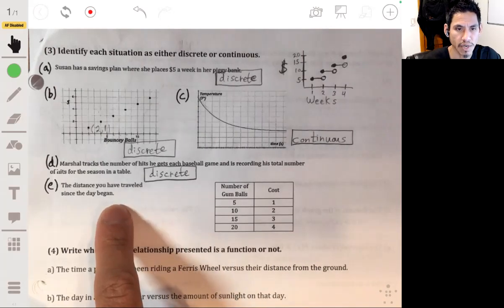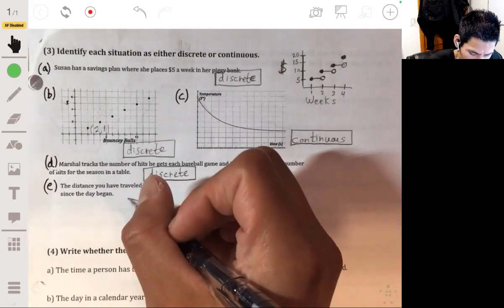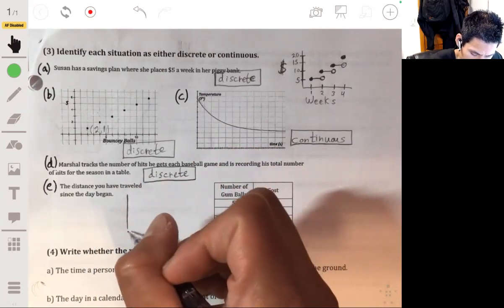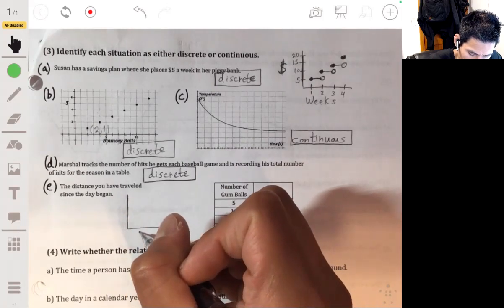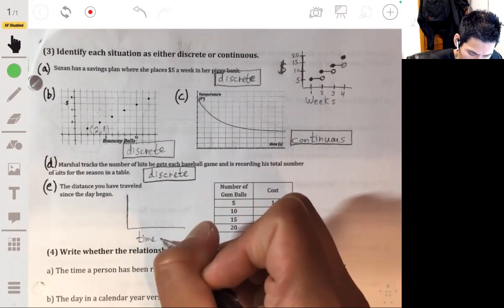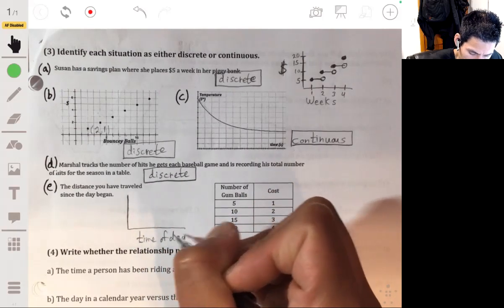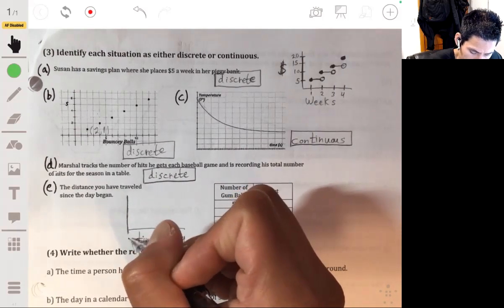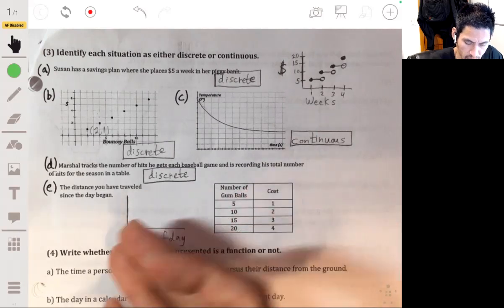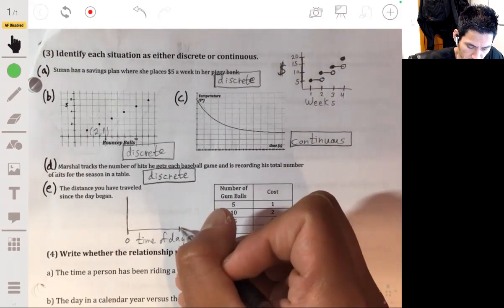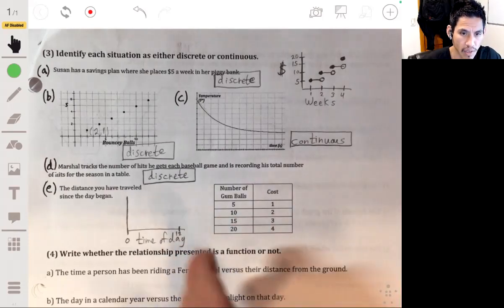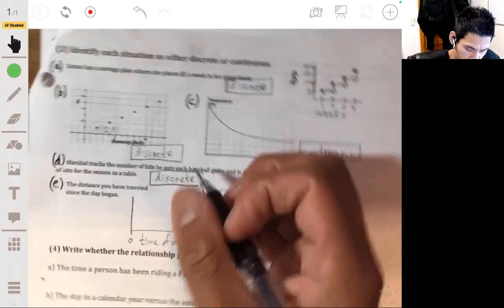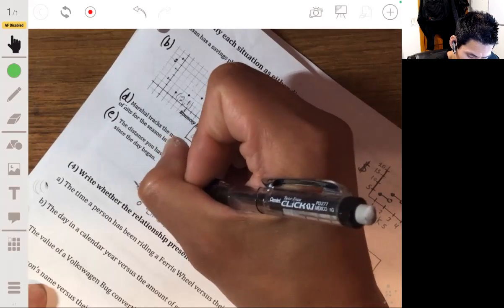All right, the distance you traveled since the day began. Okay, so let's actually make a graph of this because this can be a little confusing sometimes. So let's go with time of day. As soon as you wake up is 0. And maybe it doesn't matter. We'll say maybe it's the 12th hour. And then the distance you traveled.